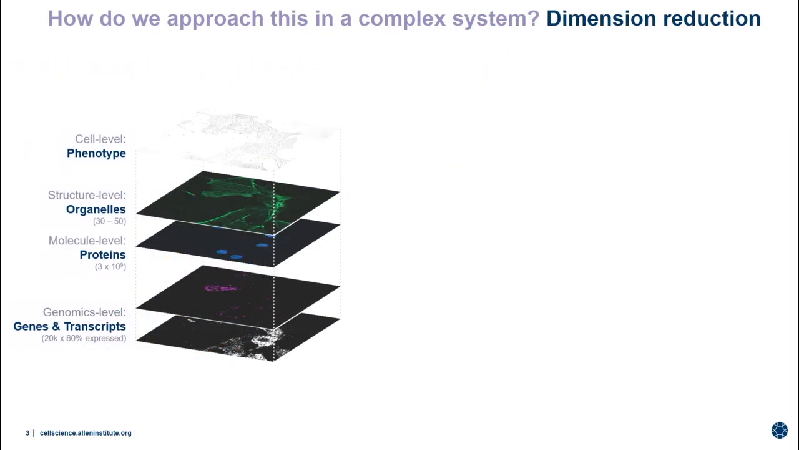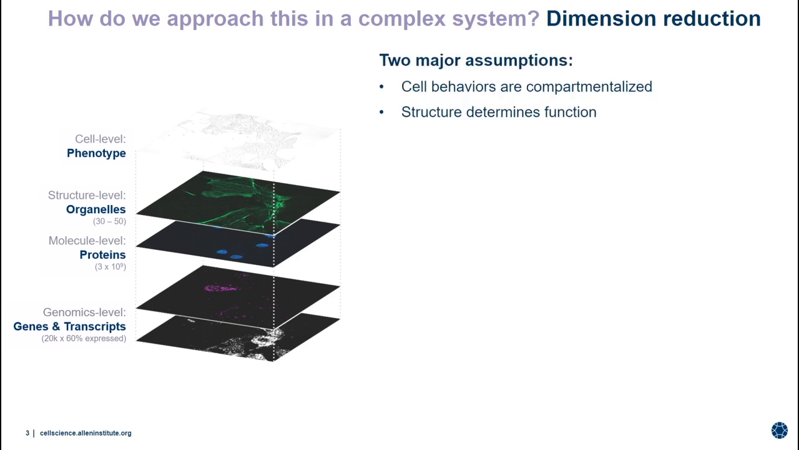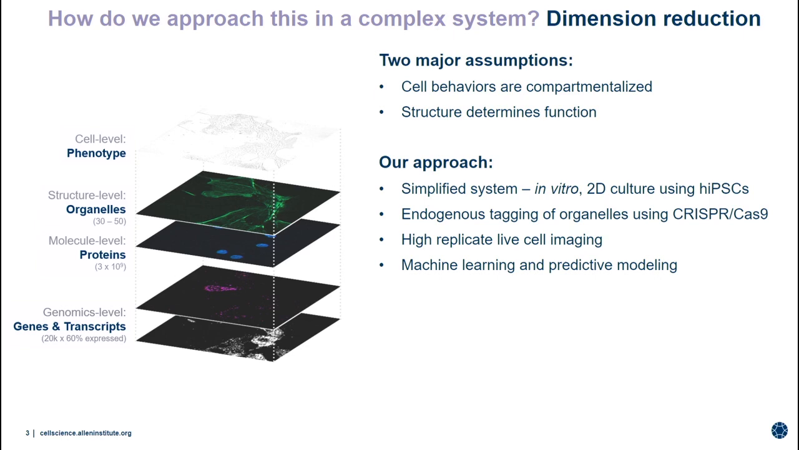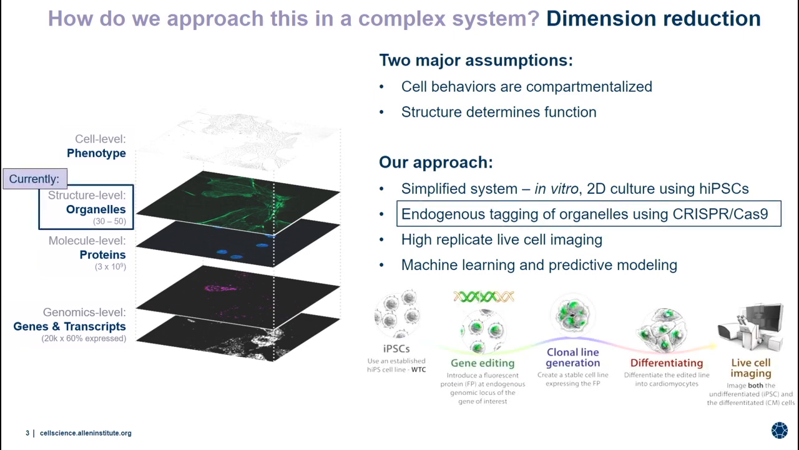The way we approach this complex system is by simplifying it down. One of our major assumptions is that cell behaviors are compartmentalized, and that structure, namely structure at the level of the organelles, can help us infer what state the cell is in. So our approach is to use induced pluripotent stem cells. We do endogenous tagging of organelles using CRISPR-Cas9 and perform high replicate live cell imaging. We use these imaging data sets to generate machine learning and predictive modeling.